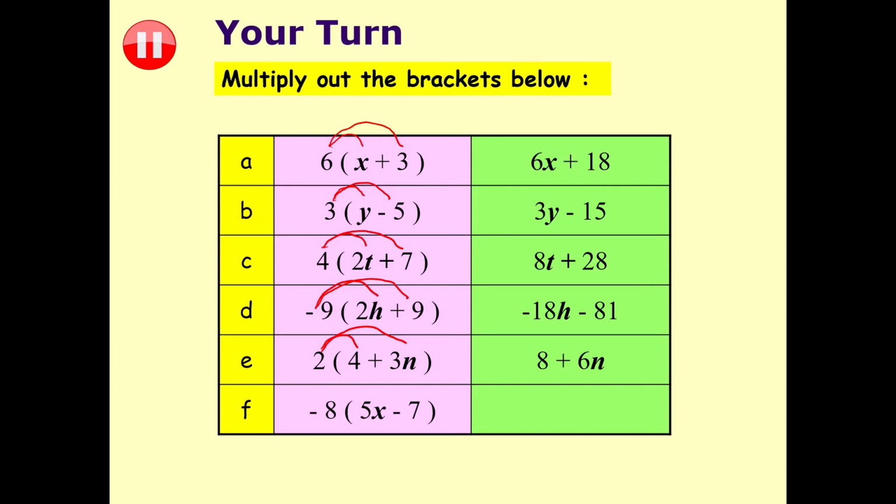And our last question is negative 8 times 5x to give us negative 40x, and then we've got negative 8 multiplied by negative 7, which, because we're multiplying those two negatives together, will give us a positive 56. So we've got negative 40x plus 56. Okay, please mark all your work, and that's all the examples finished.